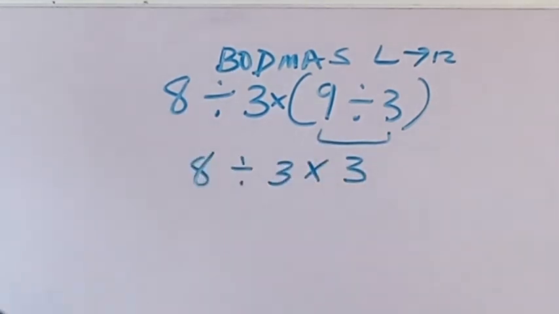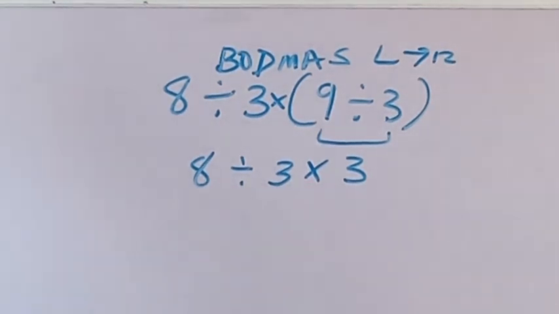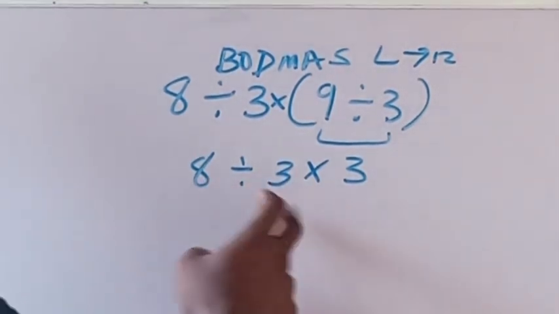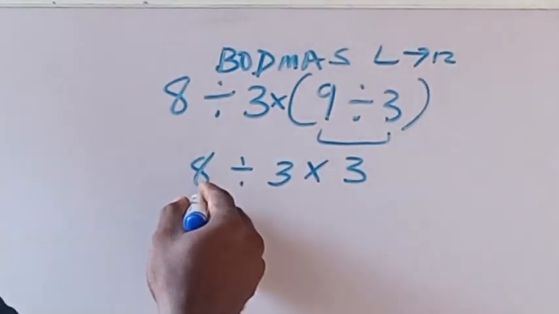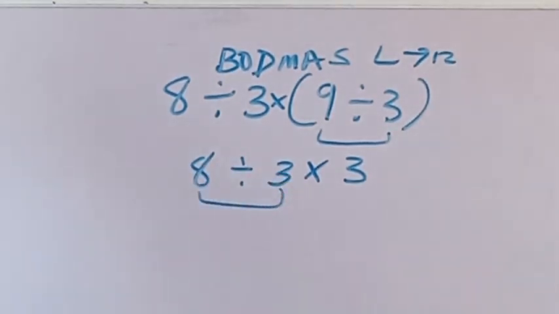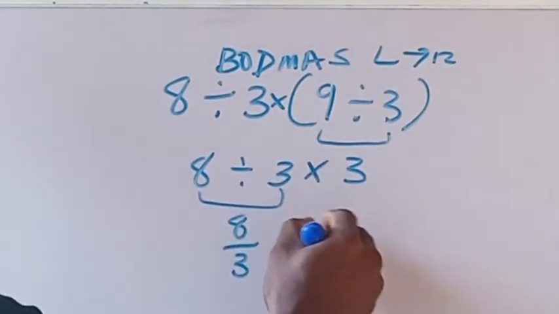divided by what? 8. Now we have two operators left for us, and these are division and multiplication. Don't forget, division and multiplication have equal priority. So when you are solving from left to right, whichever one you meet first, you solve. So we are solving for division first, which is this. 8 divided by 3, it cannot go, but we can write it in another way like this: 8 over 3 times this 3.